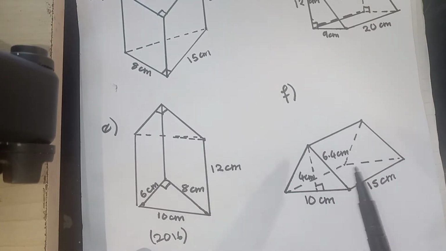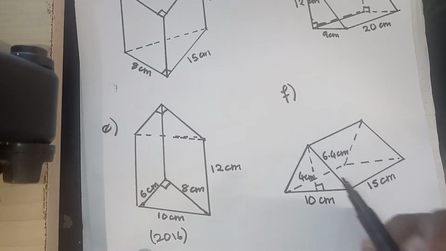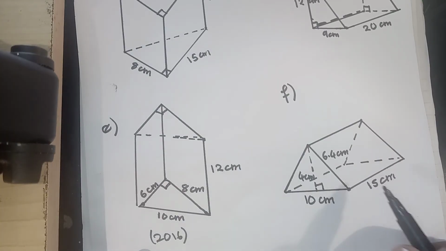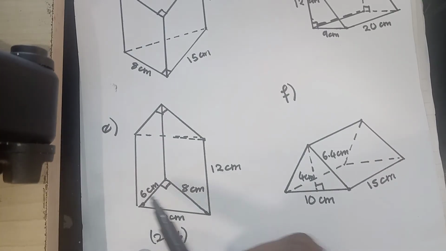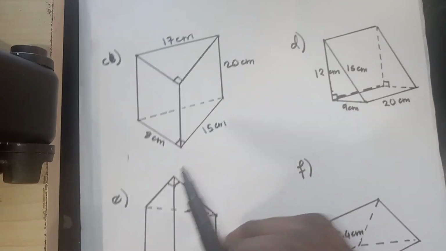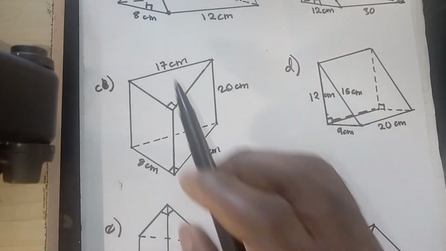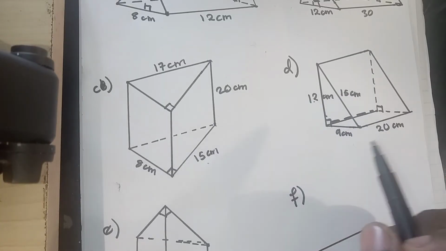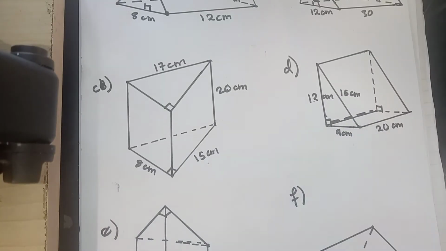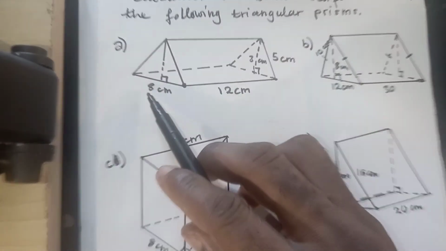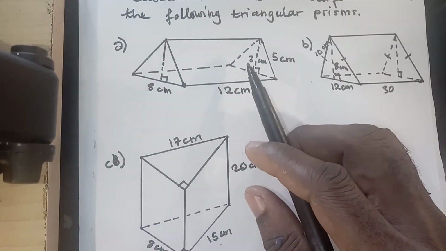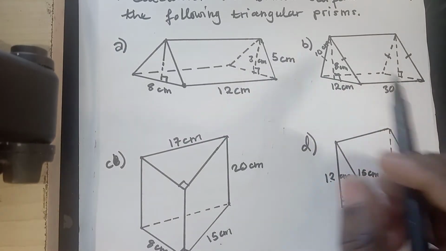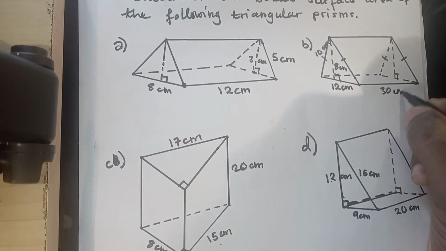So these are the last two. This is 6.4 centimeters. This is 4 centimeters, 10, 15. This is 10. This is 6. This is 8. This is 12. And this is 8, 15, 17, 20. Then 12 centimeters, 15 centimeters, 9 centimeters, 20 centimeters. 8, 12, 5, 3 for the perpendicular height, and then 8, 12, 10, and 30 centimeters.